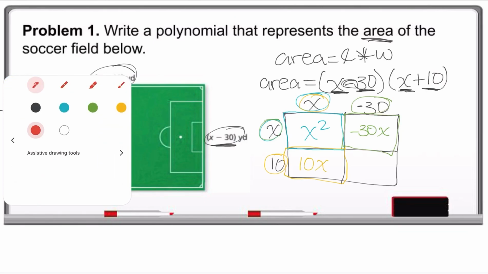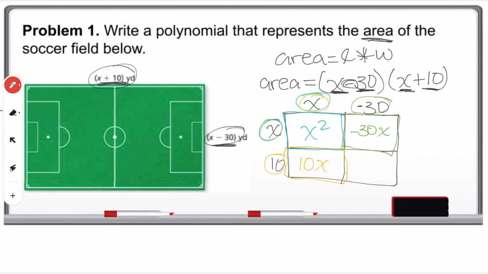And last but not least, on the bottom right-hand side, I'm going to fill it in with the product of this negative 30 and this positive 10. Negative 30 times 10 is negative 300. So our next step in multiplying binomials together: you're going to take each term inside of the boxes and add them together. So my area is equal to x squared plus negative 30x plus 10x plus negative 300.